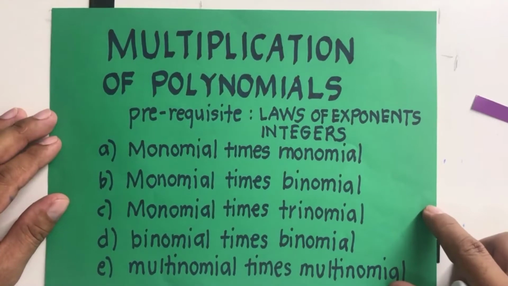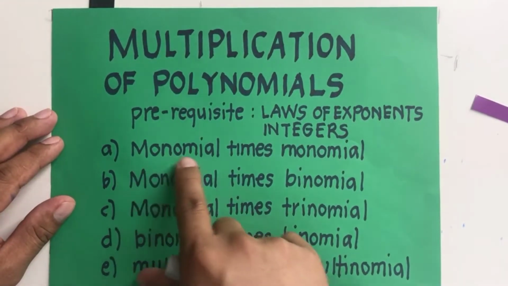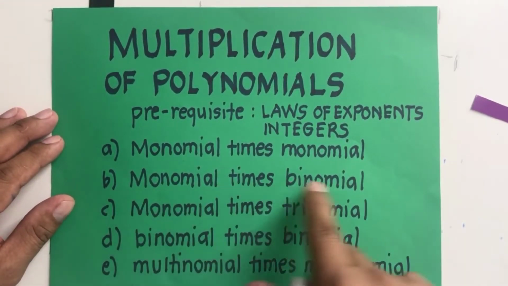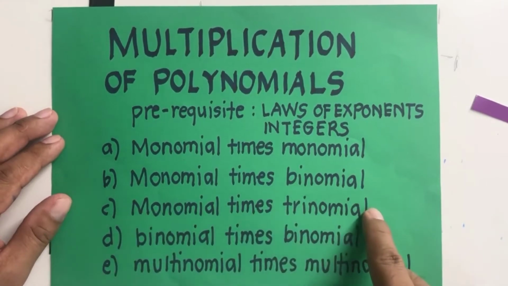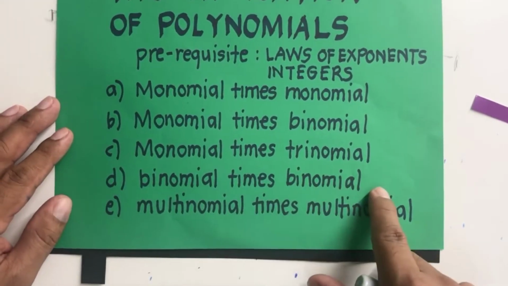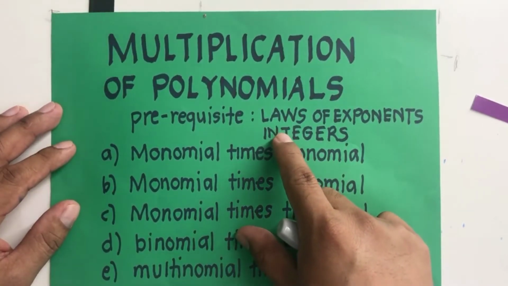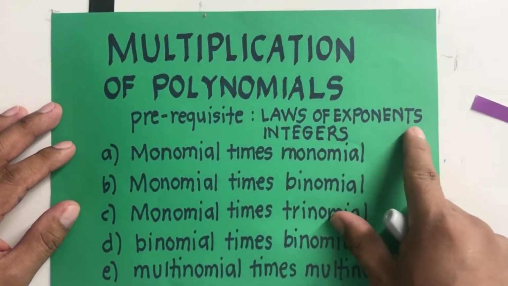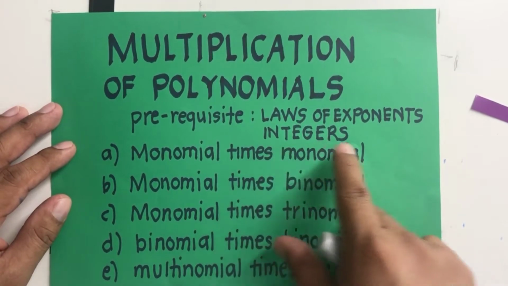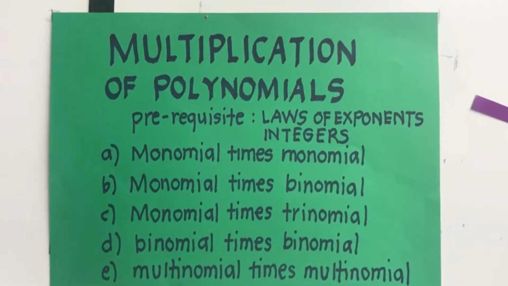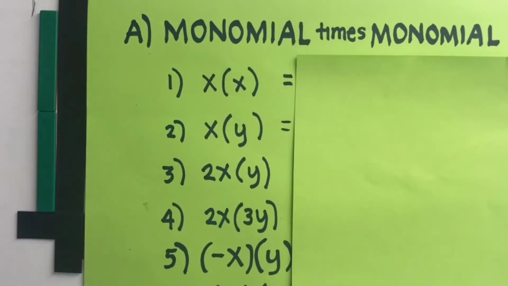Here is our scope and sequence. We'll talk first about monomial times a monomial, then monomial times a binomial, then monomial times a trinomial, then binomial times a binomial, and multinomial times a multinomial. The prerequisite skills here are your skills on the laws of exponents and operations on integers. If you need some review on integers, you can refer to our video on integers. So let's begin with multiplying a monomial times a monomial.